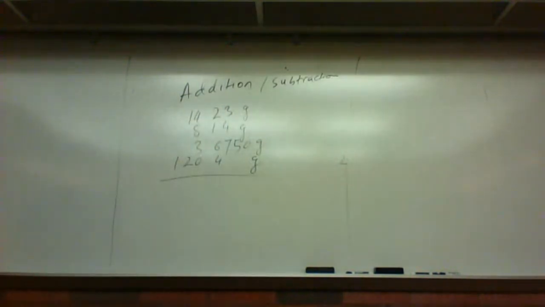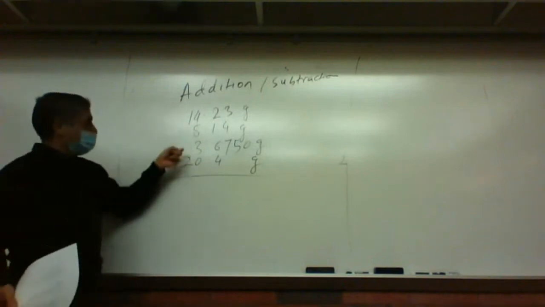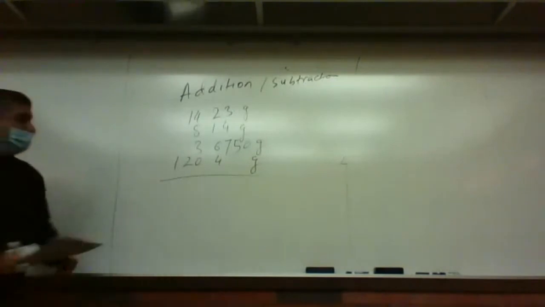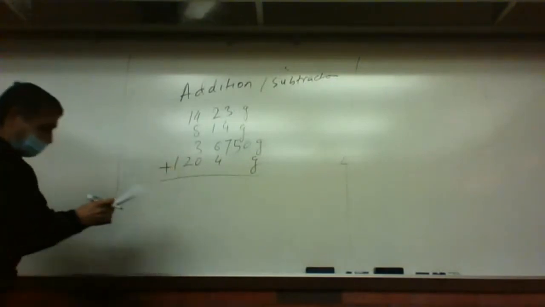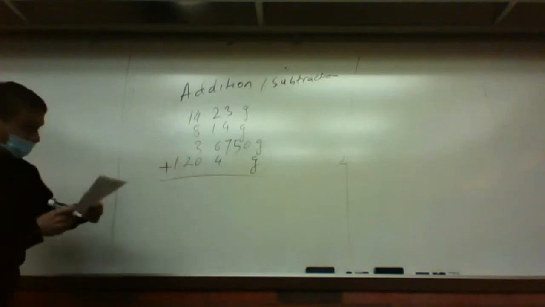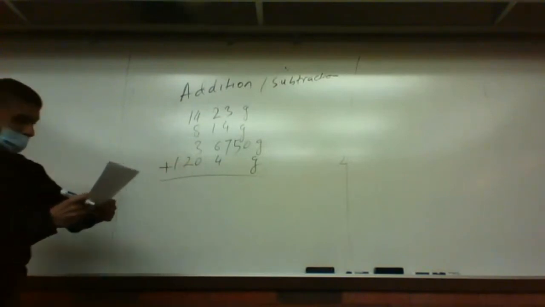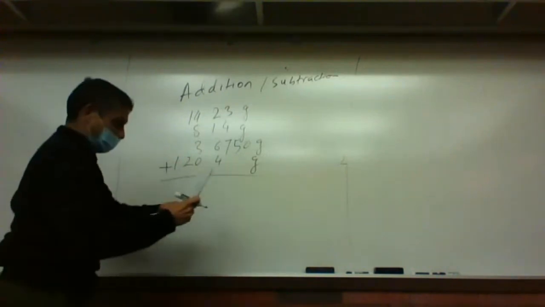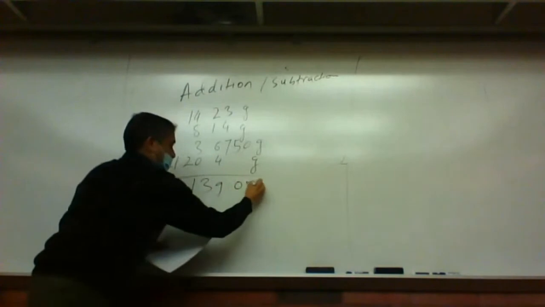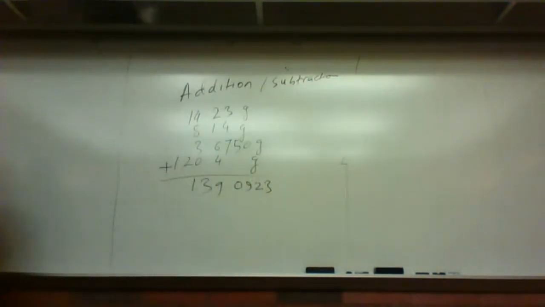Now I need to add all the masses together, right? So how many masses do I have? I go to lab and I measure 1, 2, 3, 4 masses here. Now I need to add these masses together. I put it in the calculator, and the calculator gives me something like this, 139.0923.